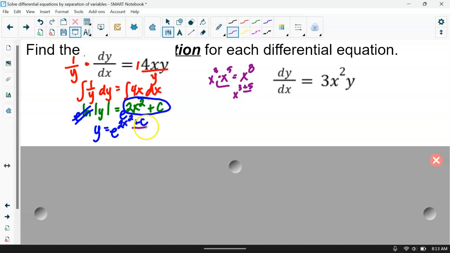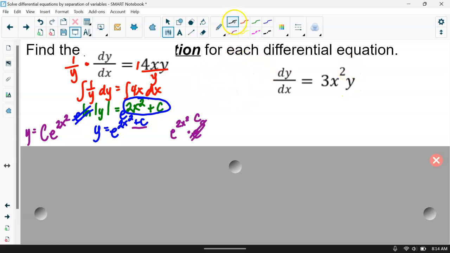So this is the same as e to the 2x squared times e to the c. Now, e to the c is just another constant. So that's why I could rewrite this as y is equal to c times e to the 2x squared. So again, here, taking it that step further.